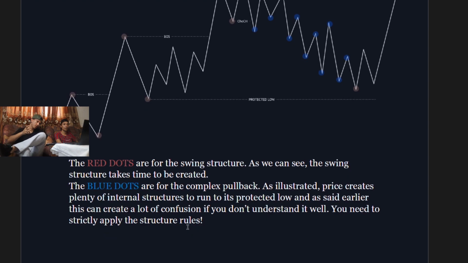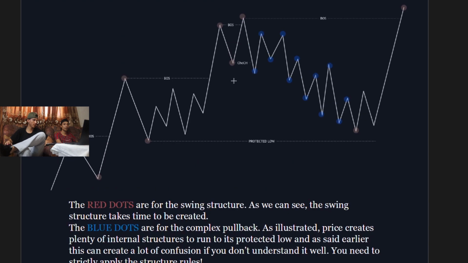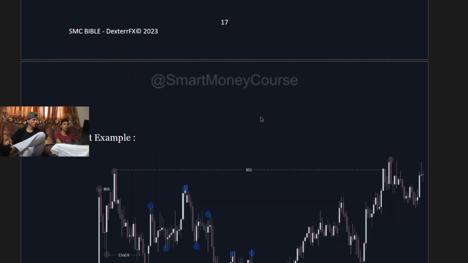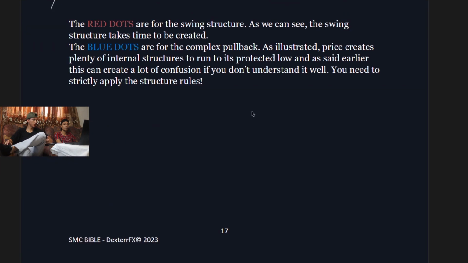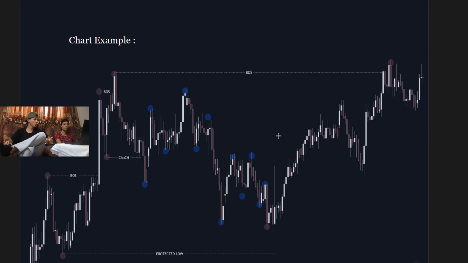So once again, pause the video and read this for yourself and make sure you understand this and have a visual representation of it for yourself. So yeah, here's just another view of it. This is basically just lines, and this is how it actually would look on a chart.